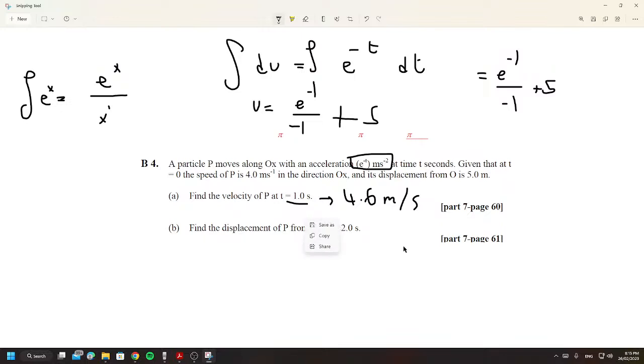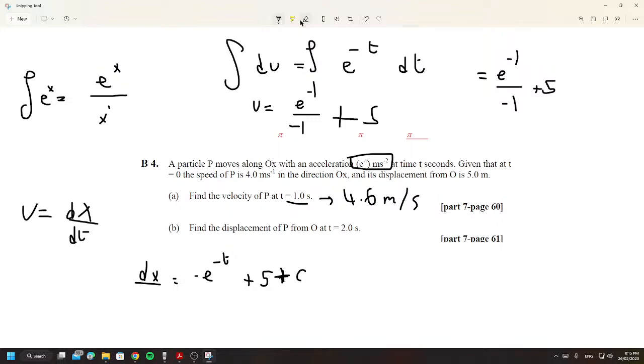Okay, so find the displacement of P from O. So here we're supposed to find the displacement. Now we do the integral of this. So v is equal to dx over dt. So dx over dt is equal to negative e to the power negative t plus 5. Oh, not negative 1, sorry, negative t, my bad guys, negative t plus c.